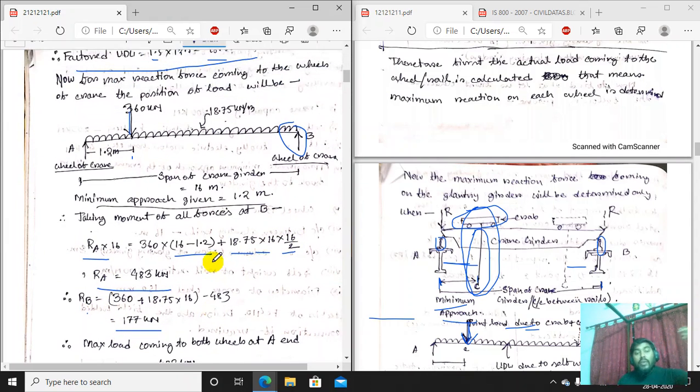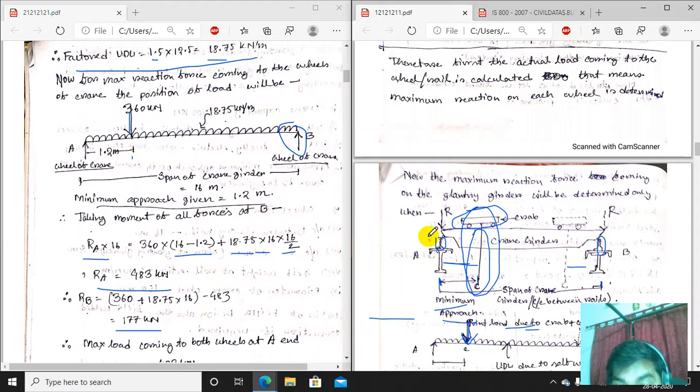Now we are getting the maximum reaction at that position. So we will be taking the maximum reaction for that position. The maximum reaction force that will be coming to the wheel is that wheel. That means that girder we have to consider. If the crab is in that position, then we have to calculate that girder.